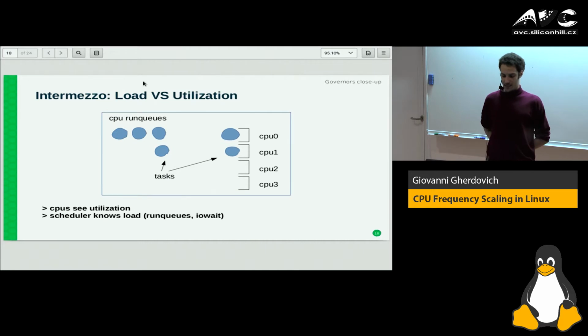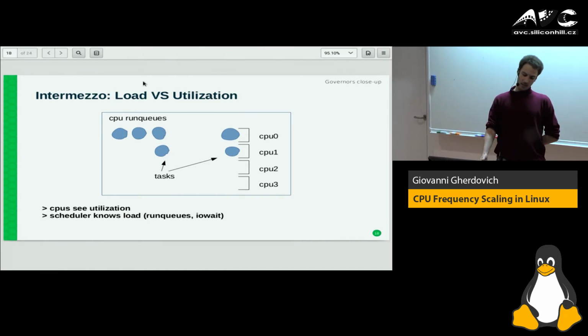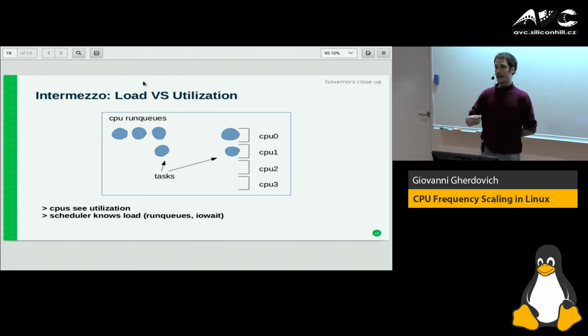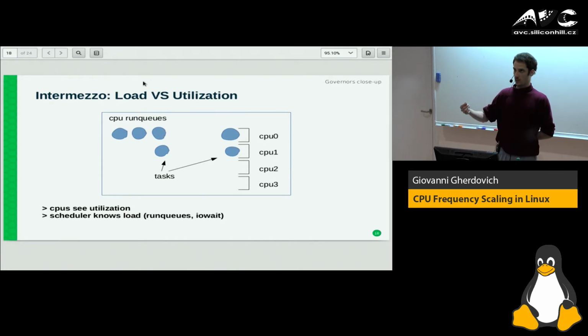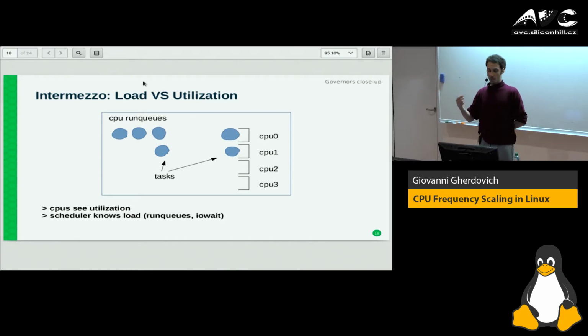So in this diagram, I represent on the right CPUs, and those balls are tasks, okay? So you can see that CPU 0 and CPU 1 are processing one task each, okay? And what I represent on the left of the drawing are tasks that are waiting to be run on those CPUs. They are in the CPU run queue.